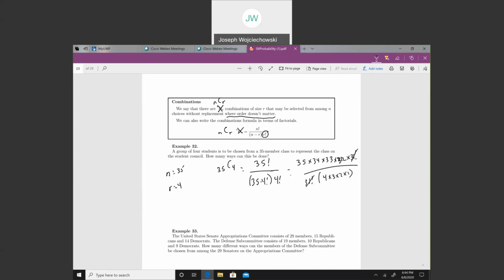So the 31 factorials cross out. 4 factorial is 24. 35 times 34 times 33 times 32 gives 1,256,640 over 24. And in this case, you're going to divide, because we're talking about combinations. And we get 52,360. And let me just tell you at this point, if you go from here to here and you do not get a whole number, you have an error somewhere.